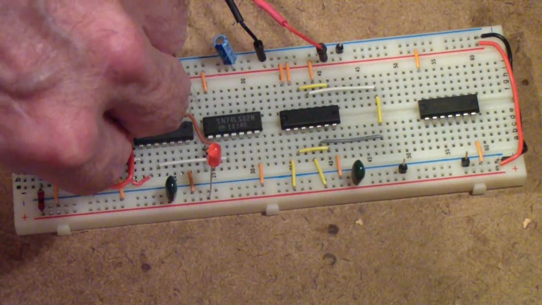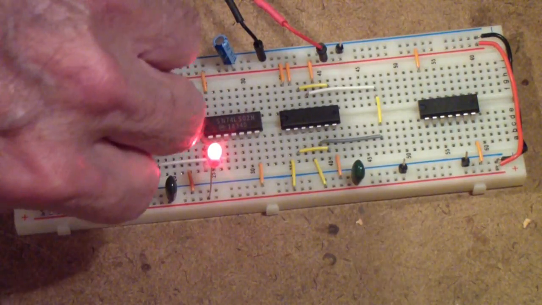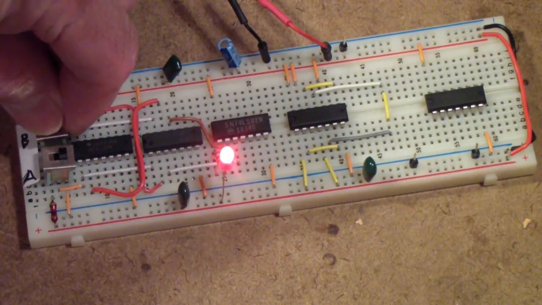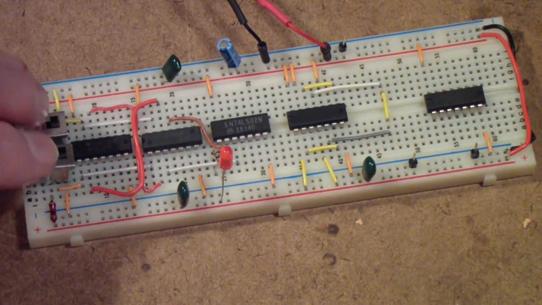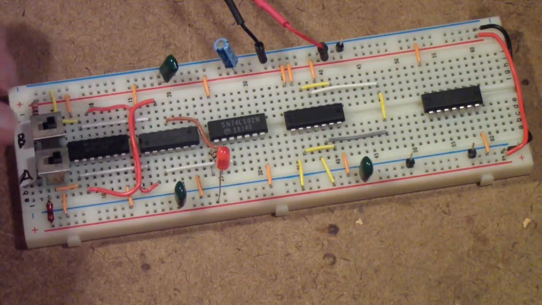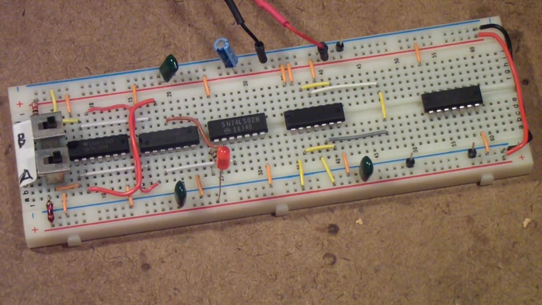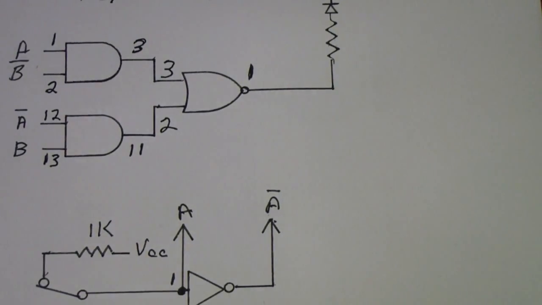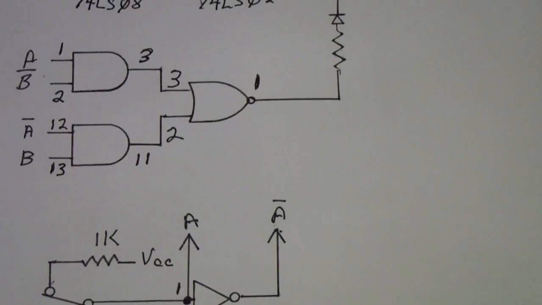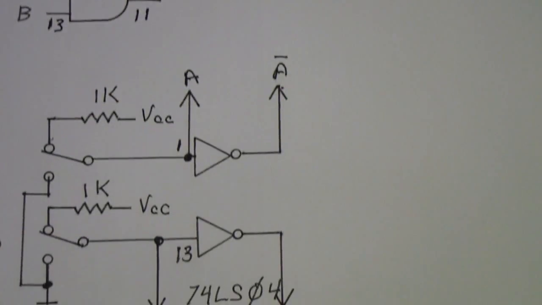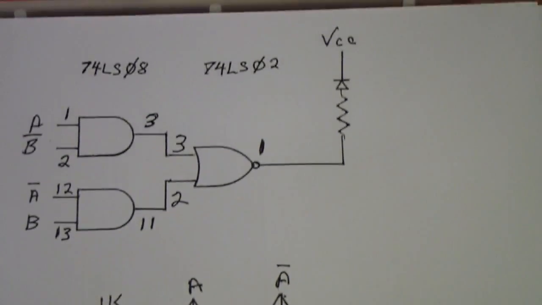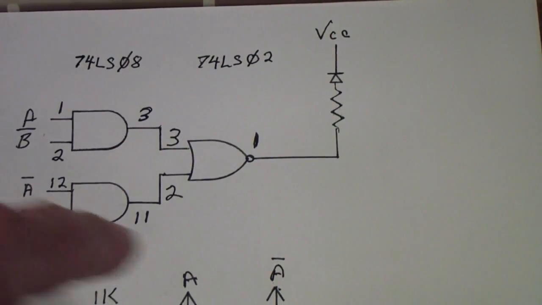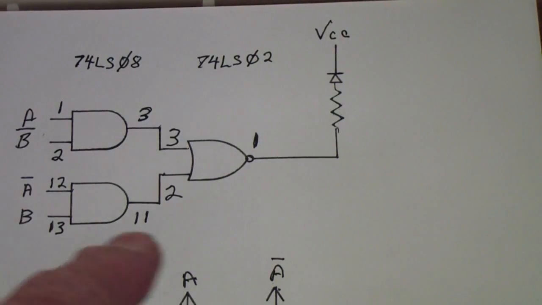And now I'm going to switch B back to the opposite, and the LED comes back on. And now I'm going to switch A back to the same as B, and the LED goes off again. So what we have done is effectively created an exclusive OR gate that reads the outputs of these two switches and tells us if they are the same or different. If they're different, the light lights. If they're the same, the light does not light.